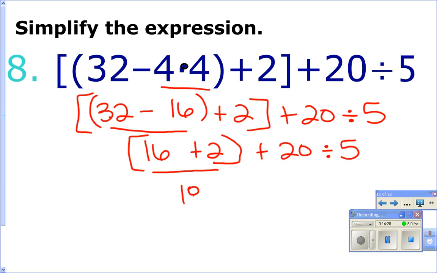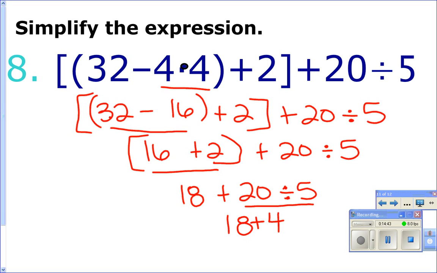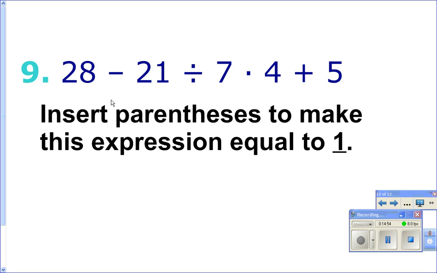16 plus 2 is 18. The brackets can fall away, plus 20 divided by 5. Now we have addition and division. Division is going to be first. 20 divided by 5 is 4. So we have 18 plus 4, which is what? 22. Good job. Okay. So our last one says insert parentheses to make this expression equal to 1.